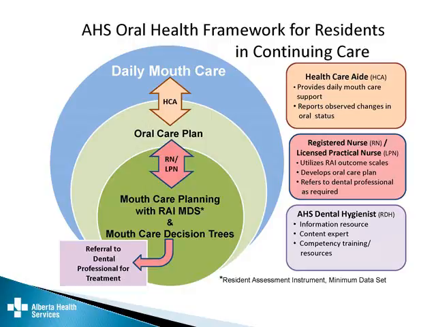The first part, the mouth care planning with the RIE or MDS oral assessment tool in a mouth care decision tree format. The second part, oral care plan, a tool that's based on the RIE outcome scales that identifies residents' level of independence. Part 3, a daily mouth care plan that provides support and strategies for managing challenging behaviors. And Part 4, referral to dental professionals for treatment as required. Each member of the healthcare team has a role to play in supporting the residents with their oral health.